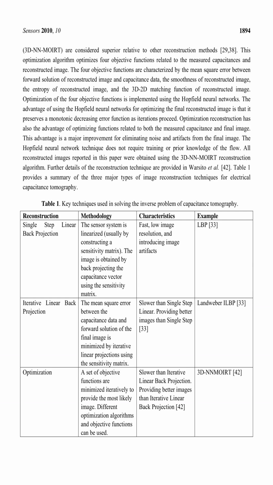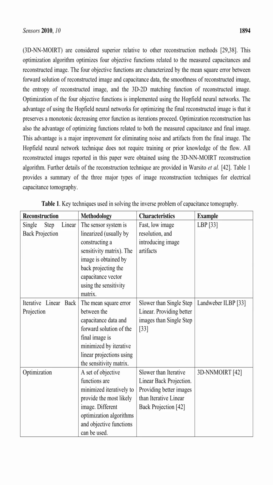The optimization algorithm optimizes 4 objective functions related to the measured capacitances and constructed image. The 4 objective functions are characterized by the mean square error between forward solution of reconstructed image and capacitance data, the smoothness of reconstructed image, entropy of reconstructed image, and the 3D-2D matching function of reconstructed image. Optimization of the 4 objective functions is implemented using the Hopfield neural networks. The advantage of using the Hopfield neural networks for optimizing the final reconstructed image is that it preserves a monotonic decreasing error function as iterations proceed.